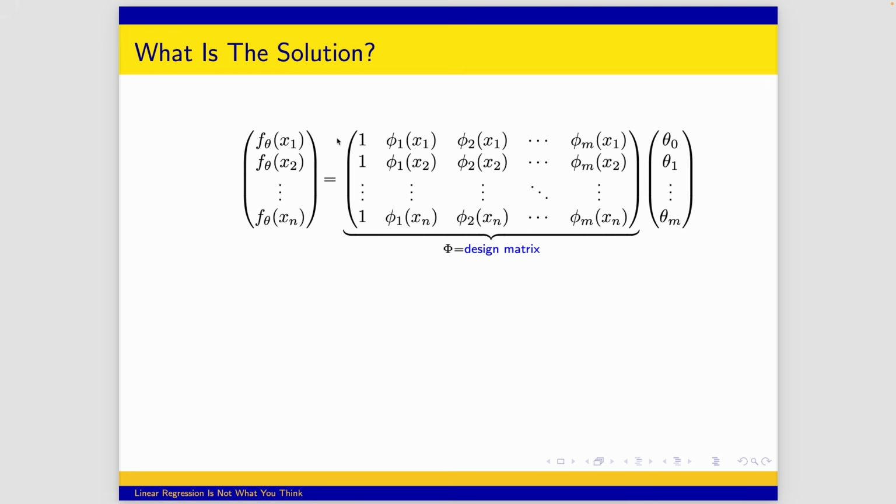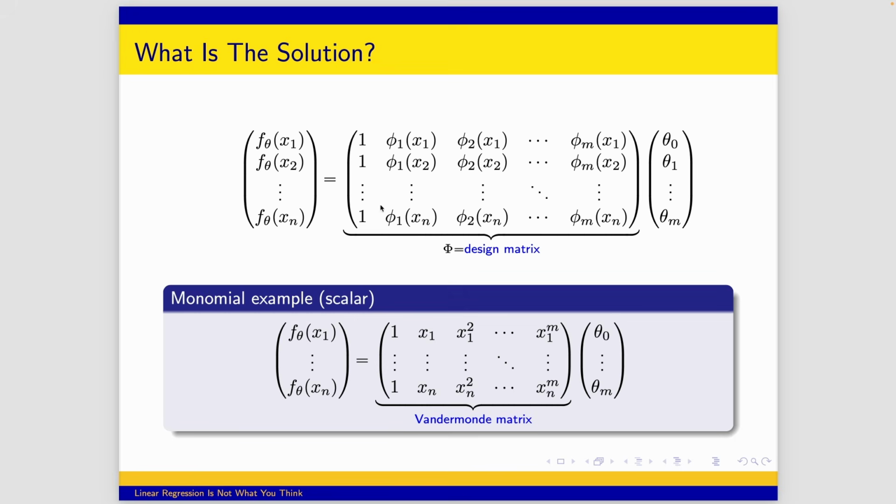So f theta at x1 is theta naught plus theta 1 times this plus theta 2 times this, up to plus theta m times this, the last function evaluated at x1, and similarly f theta at x2 and f theta at xn. So we can write this matrix system here of our approximations. And this matrix we still call a design matrix, but now I'm going to give it a symbol phi rather than x. Everything else remains the same.